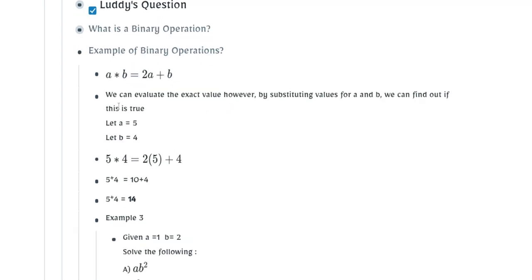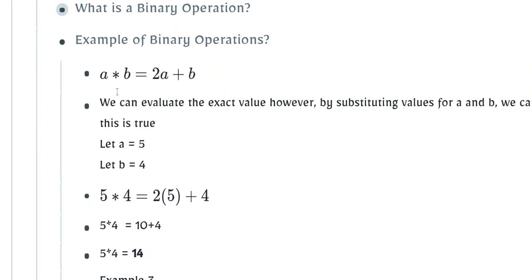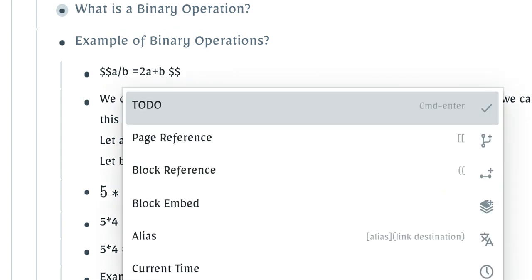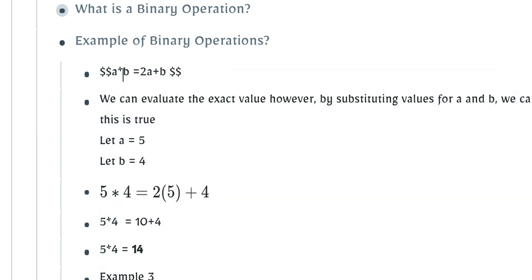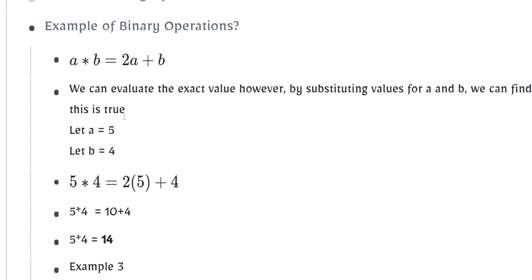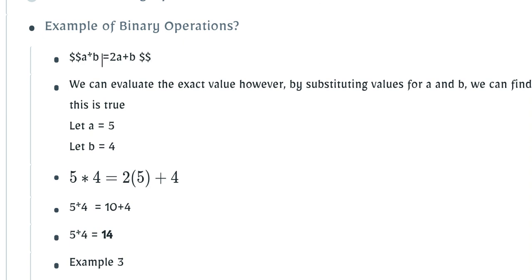Example of a binary operation. Look for me. Let's say we had A asterisk B. We don't know what the operation here could be. It could have been A times B, right? It could have been A plus B, it could have been A divided by B. We don't know. So we put an asterisk for right now. But we're told that the value of A is 5 and the value of B is 4. So given that we have these two values, we can put them into another equation, and that's essentially what a binary operation is. You use the values that you have to find what the end result would have been.